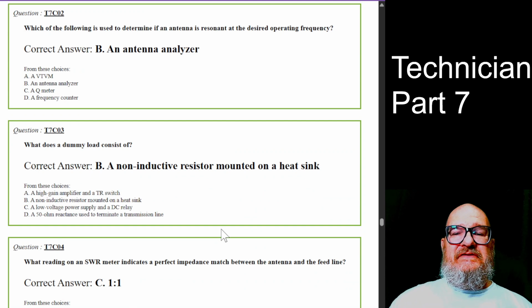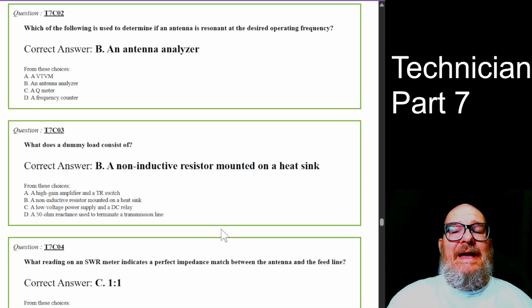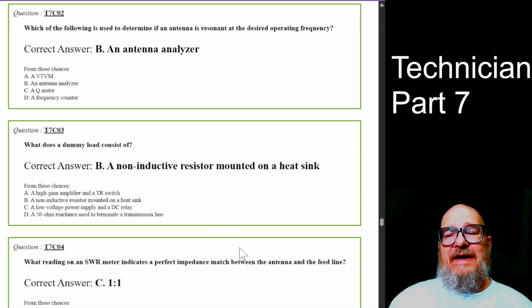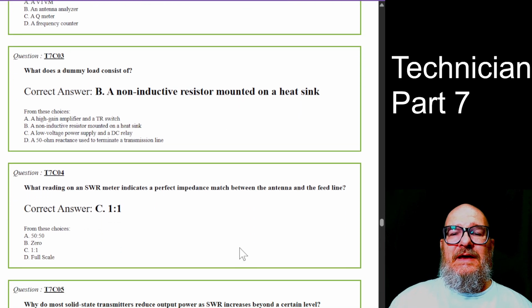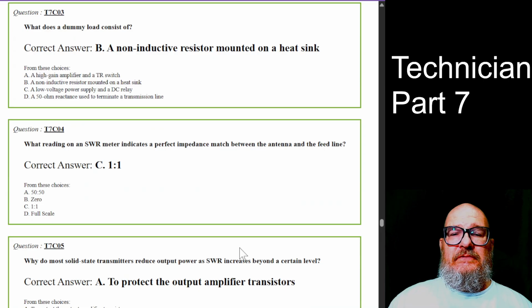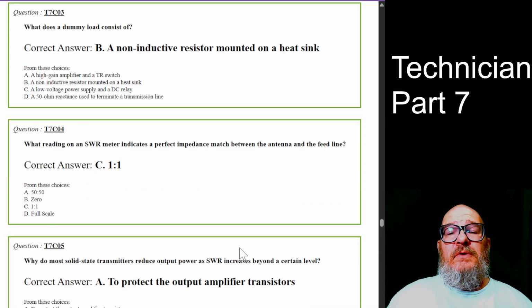Which of the following is used to determine if an antenna is resonant at the desired operating frequency? And that is to use an antenna analyzer. And we live in a world where you can buy antenna analyzers of all different types and brands and models, and they are very useful to check antennas that you might build, which is a fun thing to do, which is part of our hobby.